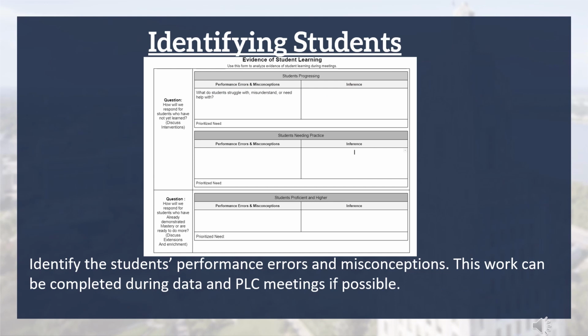Another way is to identify the student's performance errors and misconceptions on a particular assignment. By analyzing this assignment, you can group the students according to those who need reteaching, the ones that would be working with you, or the ones who just need a little bit more guidance, and then the ones, of course, that need some reinforcement, who can do some independent work just to reinforce that skill.